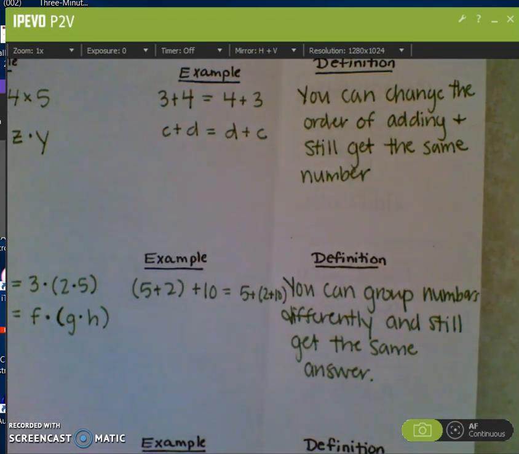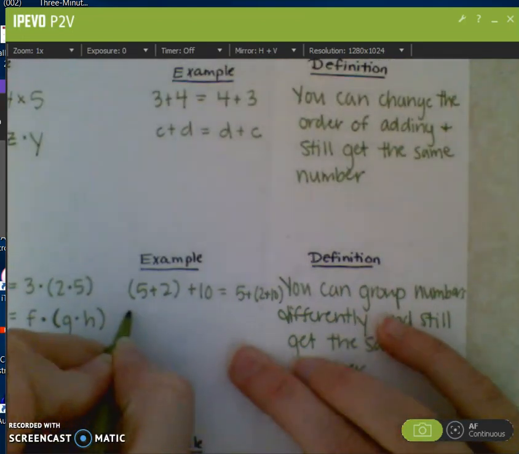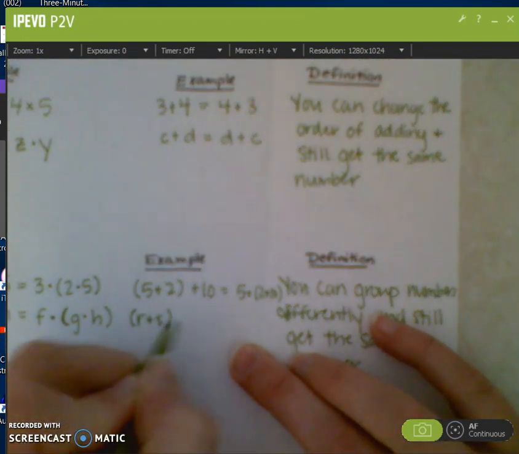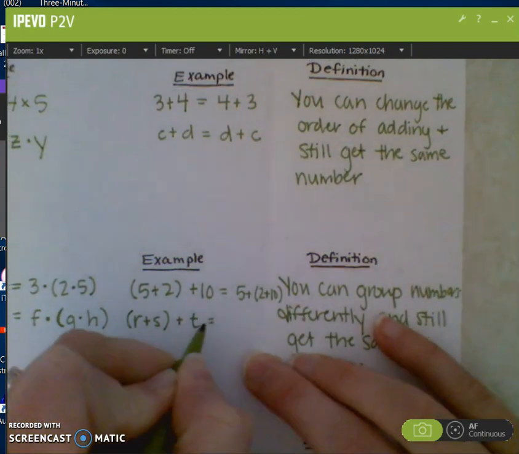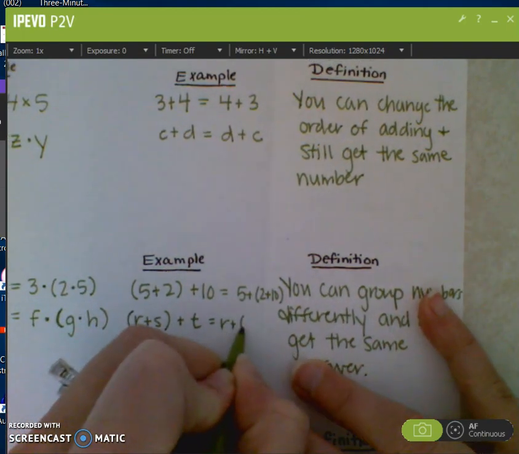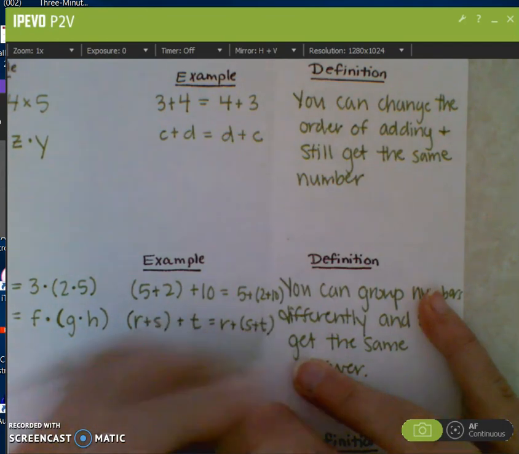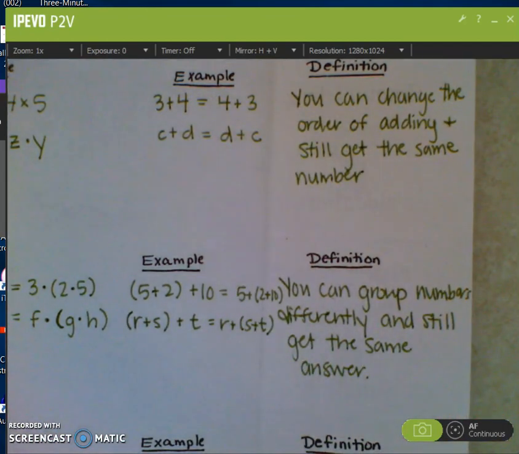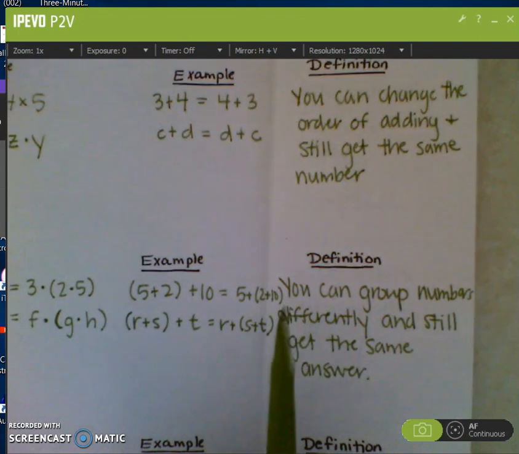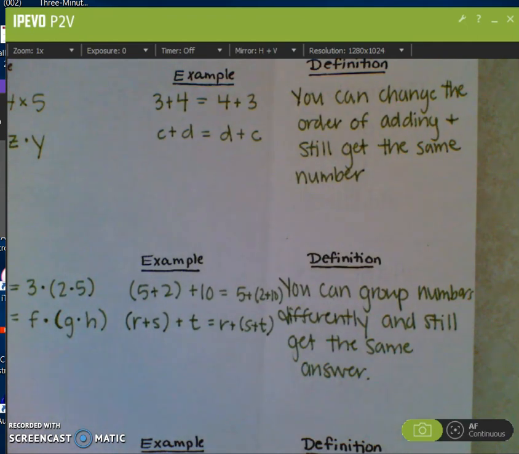So we can also write this with variables. We could do r plus s in parentheses plus t, or we could say r plus the quantity s plus t in parentheses for our other example. So notice again, order stays the same: 5, 2, 10, 5, 2, 10. R, S, T, R, S, T. But our groupings, how things are in parentheses, change. And that's the associative property of multiplication and addition.